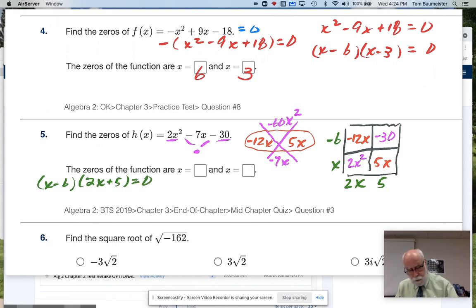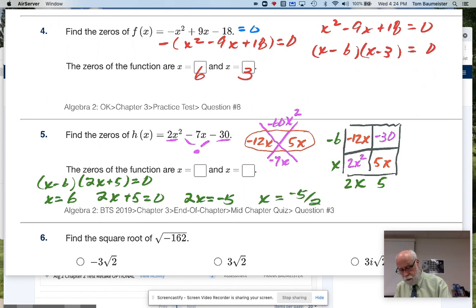is equal to 0. Well, the first one, again, that one's kind of simple. We can just say x is equal to 6. On the second one, though, we might have to do a little more work. So if I set that equal to 0, I'll have 2x plus 5 is equal to 0. I'm going to subtract 5, so I'll get 2x is equal to negative 5. And then I'm going to divide by 2. So I'll get x is equal to negative 5 halves. So there are our 2 answers.